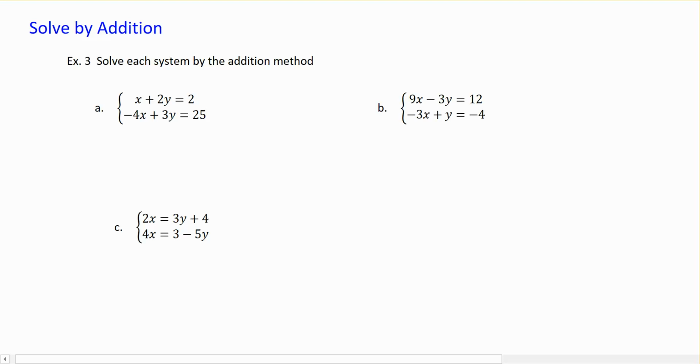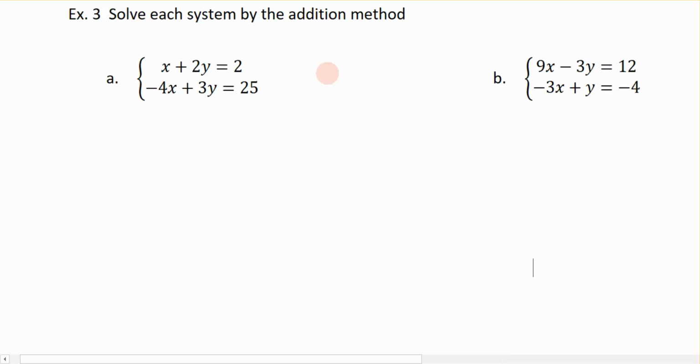Another method we have for solving a system of equations is to use the addition method, and that's what we're going to practice here. So the first equation that we're going to look at to solve by using the addition method looks like this one right here. The idea behind the addition method is, I want to get one set of variables to have the same coefficient with opposite signs, so that when I add the two equations together, I actually eliminate the variable. And that's the idea behind the addition method.